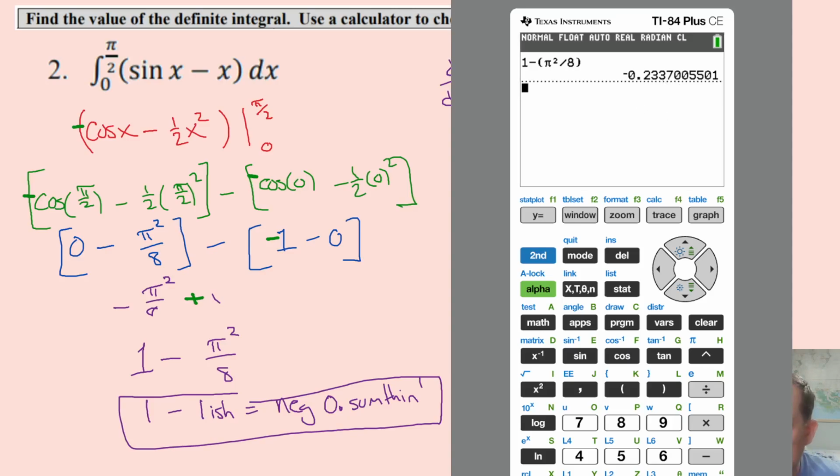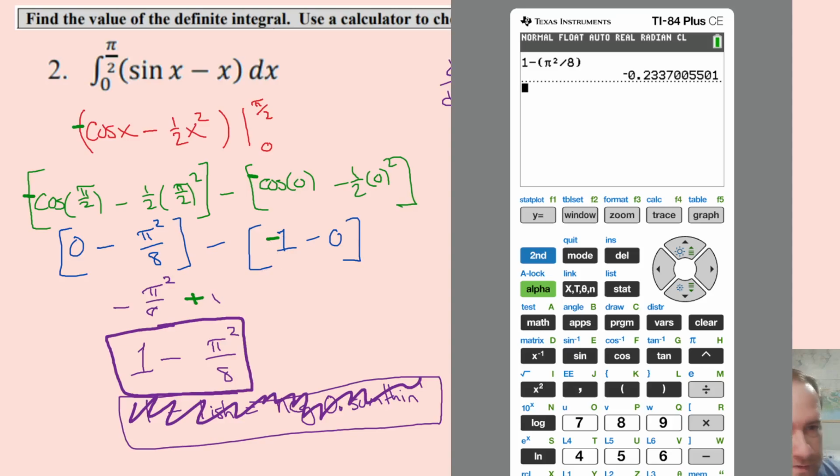This is now the correct answer. By the way, when I say this is now the correct answer, I mean this expression, not the decimal. So the 1 minus pi squared over 8 would be the answer that I'm looking for. And I said we were going to go faster. We didn't really go faster. That's my fault. I'll try to go faster this time.